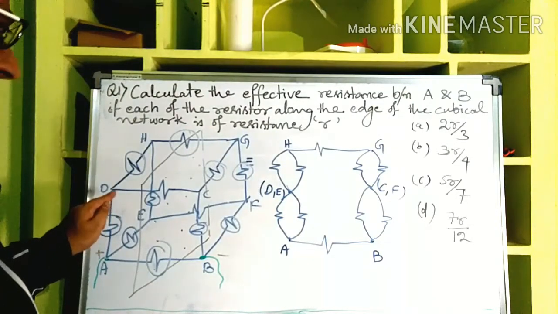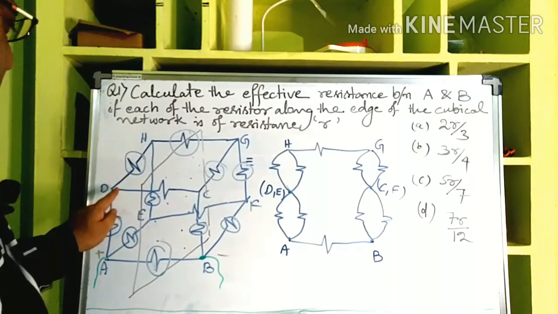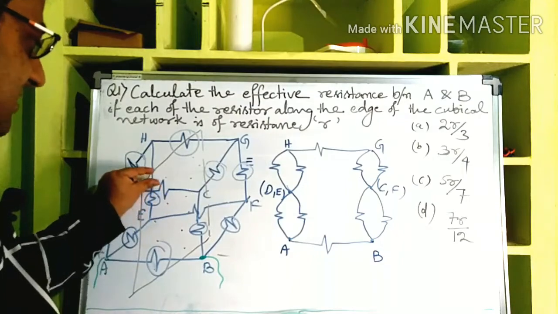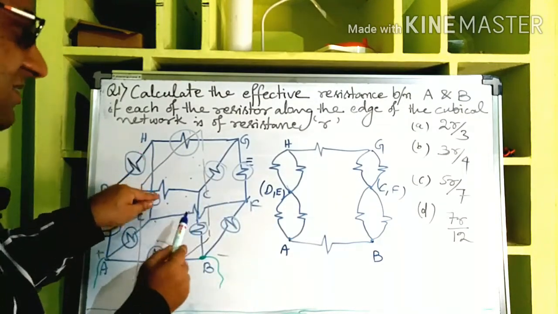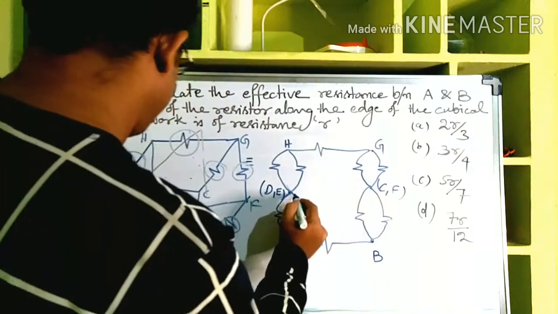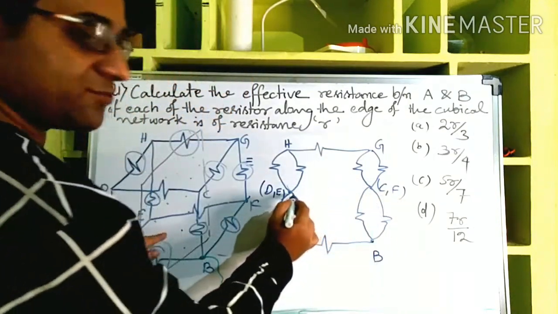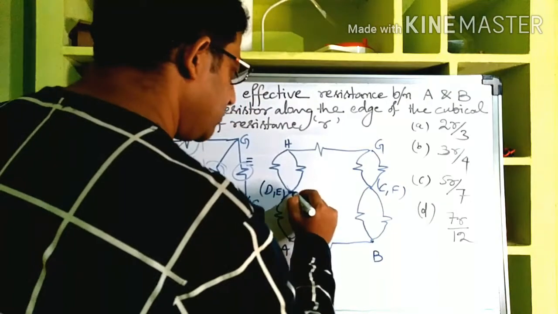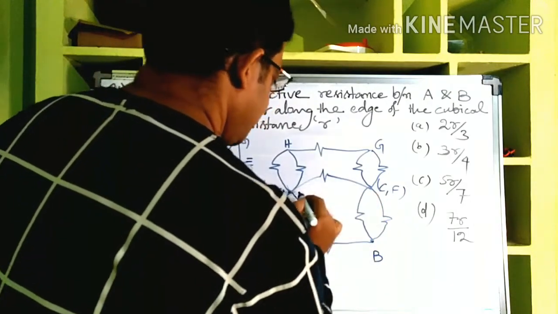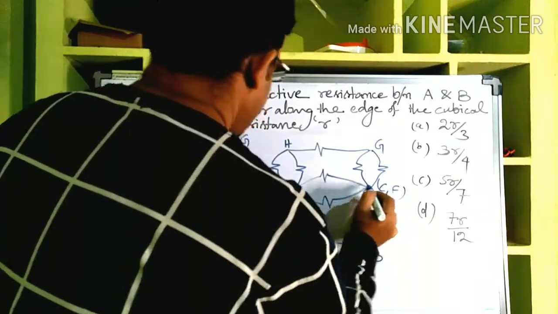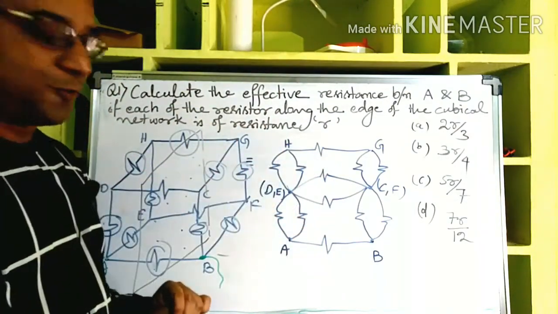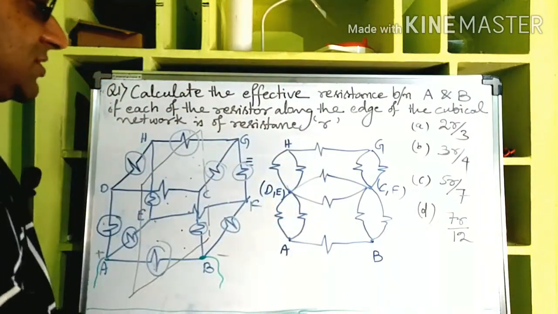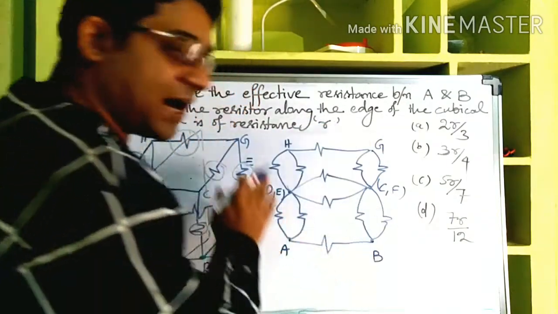See here, between CD there is one resistance, and between EF there is another resistance. Between these 2 points only there are two resistances. So we can connect it this way. So this entire network is reduced to this now. Clear? Now see, all are of resistance R.